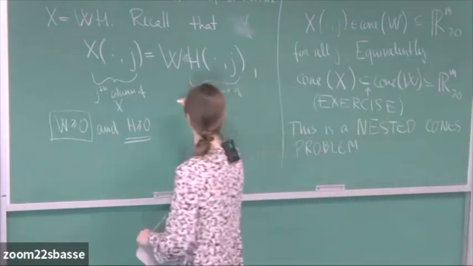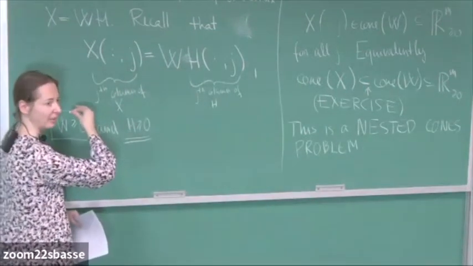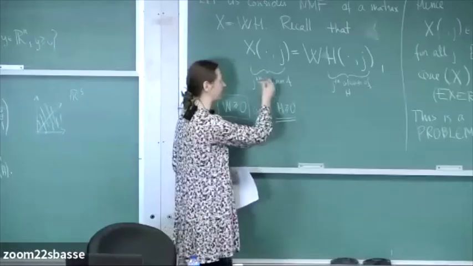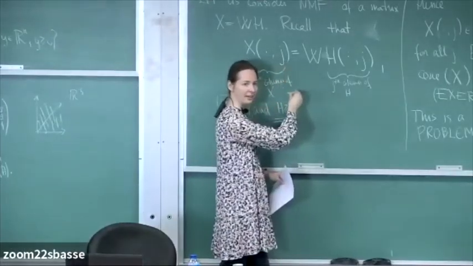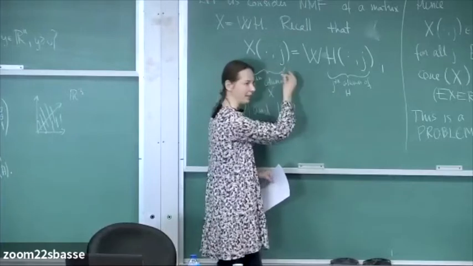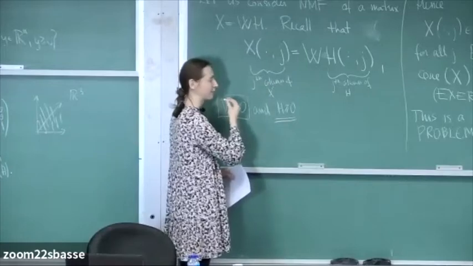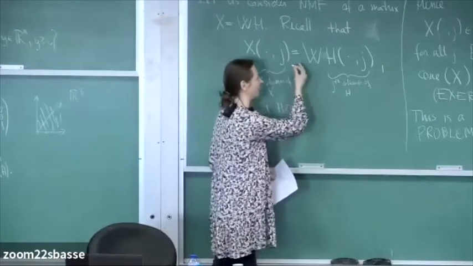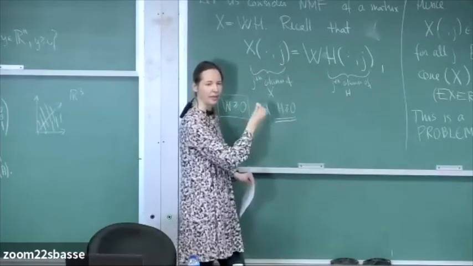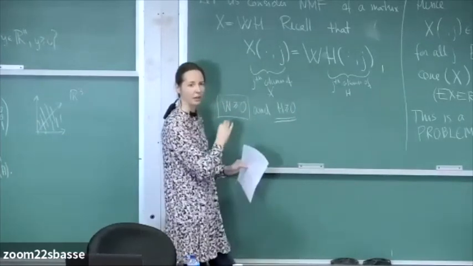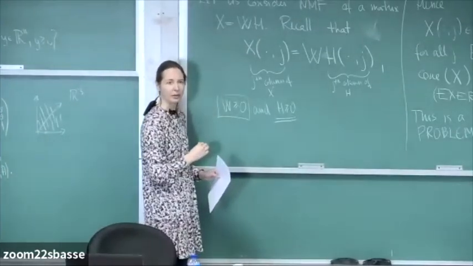And one way to see it, we could transpose everything here. Then we get X transposed is equal to H transposed W transposed. And then if you think of the columns of X transpose, they are rows of X, and columns of H transpose are rows of H. So what is columns here becomes rows. So maybe using transpositions is the easiest way to think of it.